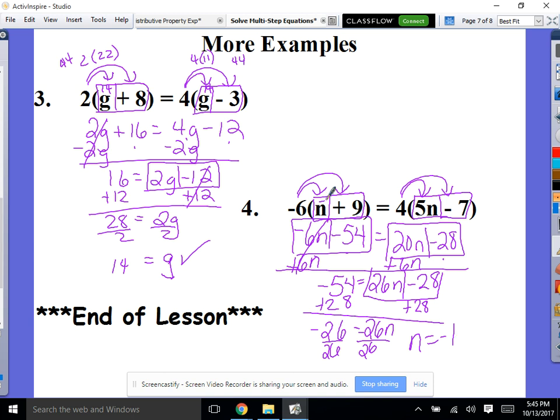Well, let's see. Negative 1 plus 9 would be 8, negative 6 times 8, which is negative 48. And 5 times negative 1 is negative 5, minus 7, so that would be 4 times negative 12 equals negative 48. We are checked, and that is the end of your lesson.